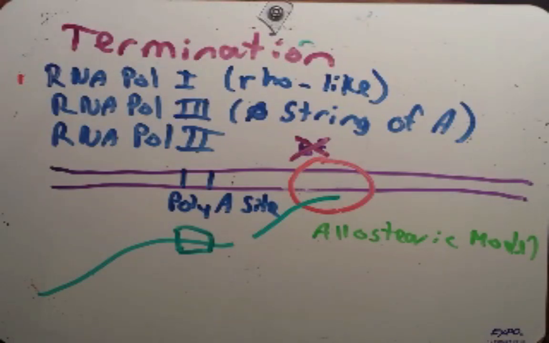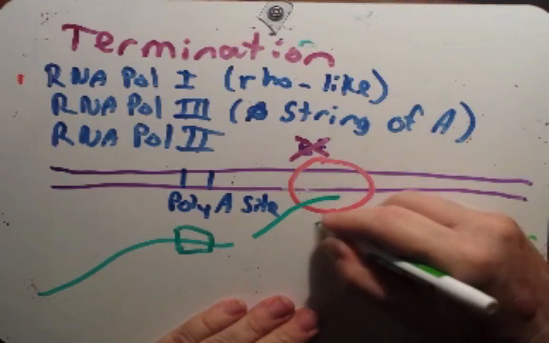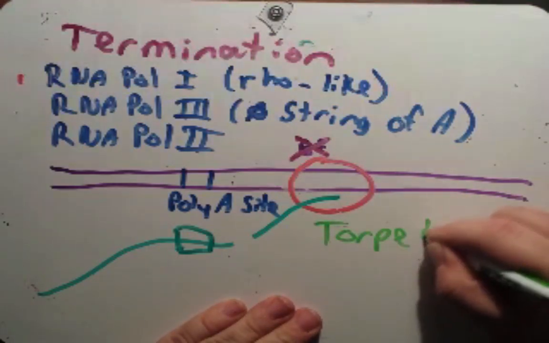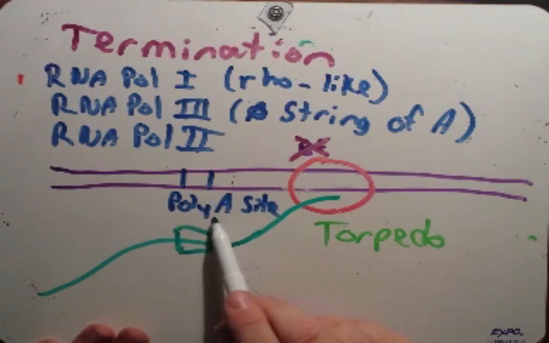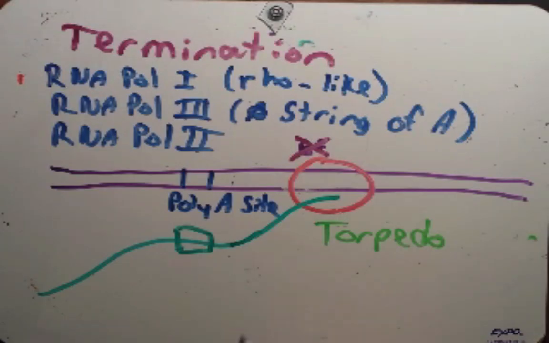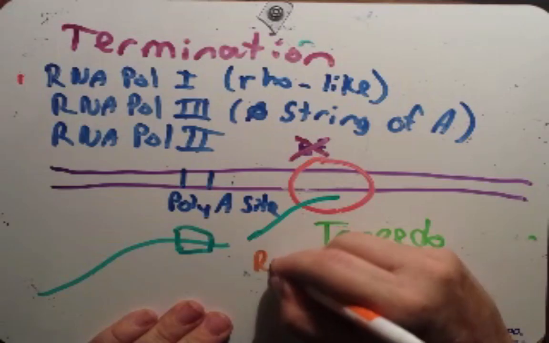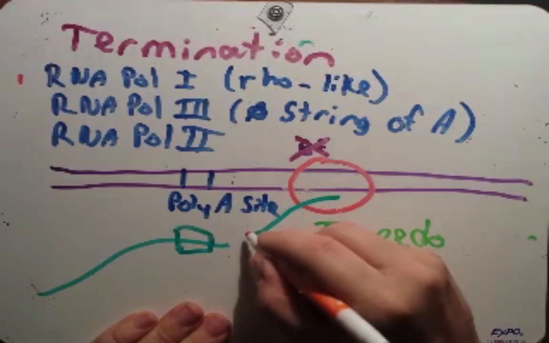The next model we want to talk about is called the torpedo model. What a great name. It's similar in some respects in that transcription occurs and it passes this poly A site, and then it is cleaved here. And this RNA molecule can now go on and be processed and start making proteins. But we still need to stop this RNA polymerase. And the way this happens is there's this protein called RAT1.